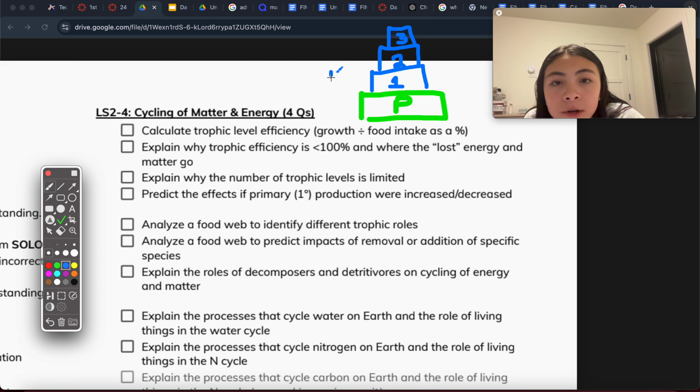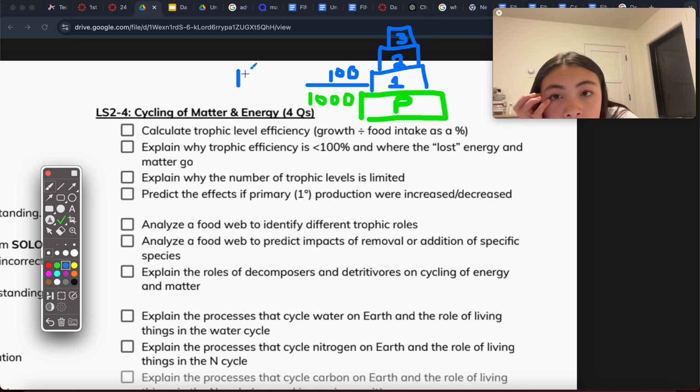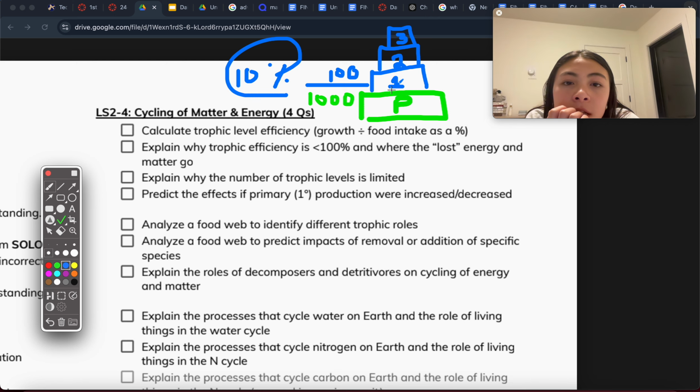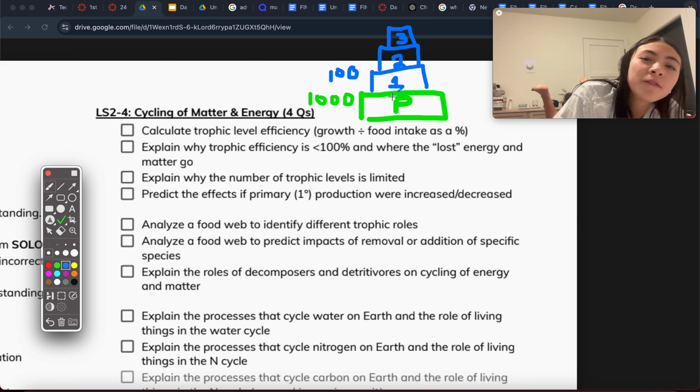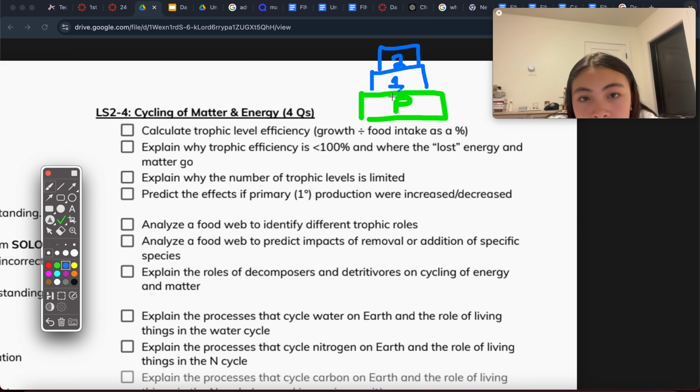So it's actually really easy to do trophic efficiency because all it is is this number. Let's say that this number is 100, and then this number is 1000. It's literally just that. That is your equation. 100 divided by 1000 is 10, so your answer would be 10%. If you split this and take this number divided by this number, that's your trophic efficiency. If you draw it out, it's going to be really easy to see.